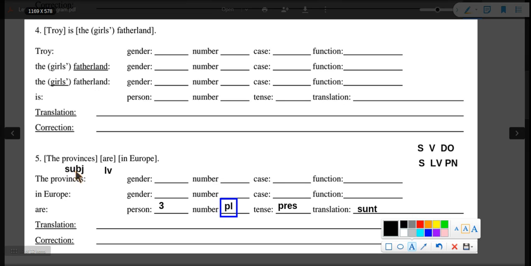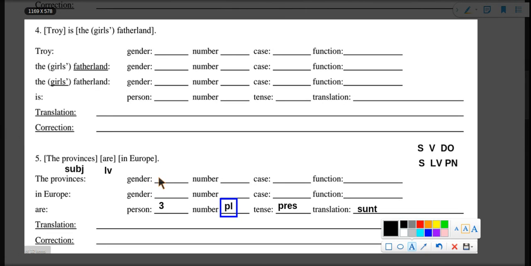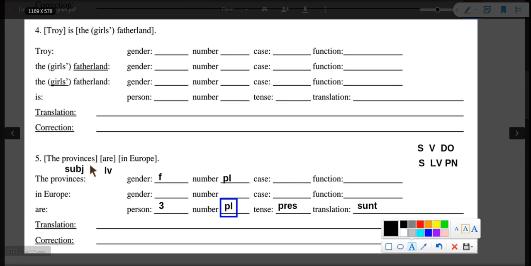We can go to our subject and get our Latin form for that. So our subject here is the provinces. Our word for provinces in Latin is feminine. The number has to be plural. You can tell that either from the verb or from the English ending. So province in the plural is provinces. And then the nominative would be our case. Our function here, once again, is subject.